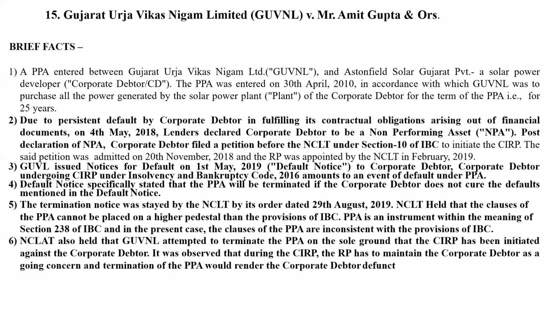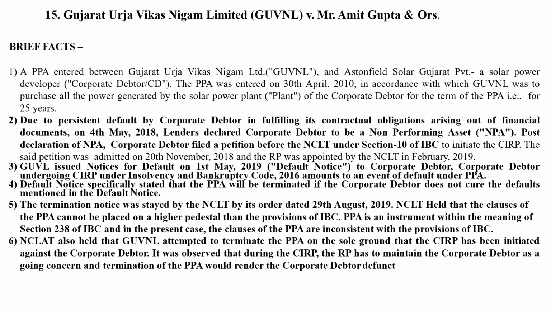Due to persistent default by the CD in fulfilling its contractual obligations arising out of financial documents, on 4th May 2018, lenders declared the CD to be a non-performing asset. Post declaration of NPA, the CD filed a petition before the NCLT under Section 10 of the IBC to initiate the CIRP. The said petition was admitted on 20th November 2018 and the RP was appointed by the NCLT in February 2019.